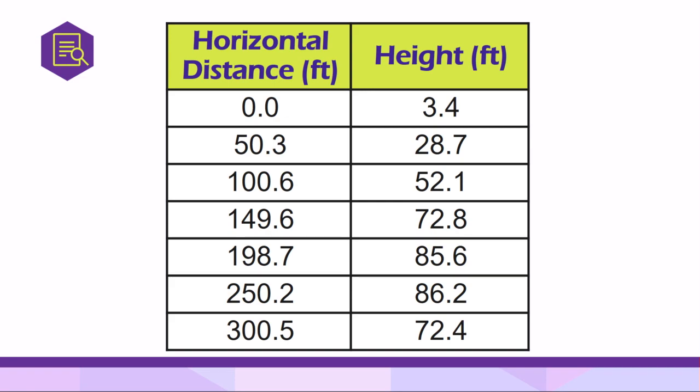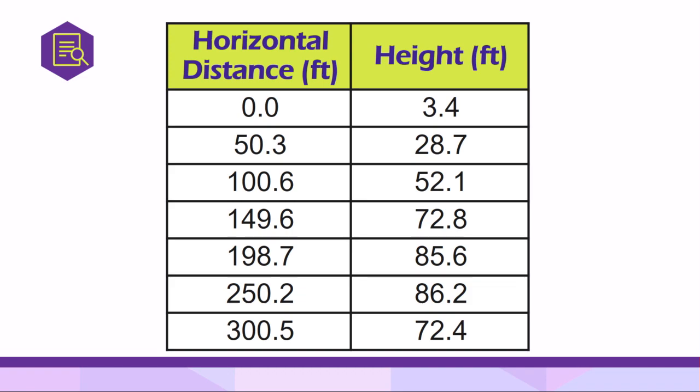And that brings us to the table of data at the top of the page. Now the horizontal distance refers to the distance from home plate, where the ball is hit, to a point on the ground directly beneath the ball. The height is the number of feet the ball is above the ground. So be sure you know what those values represent.